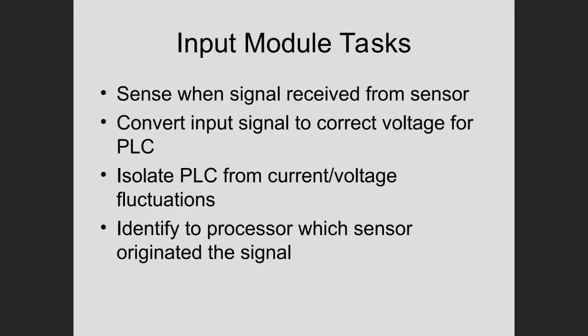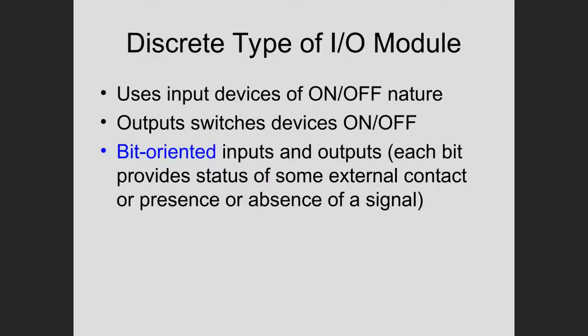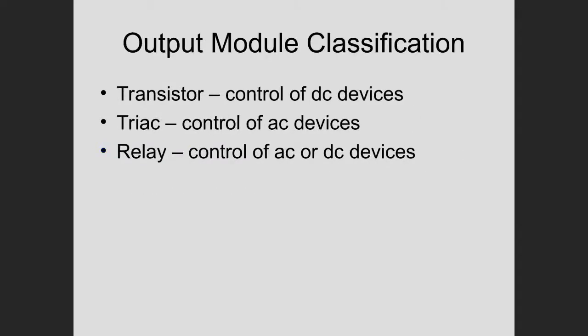I was just trying to review some stuff, but just remember the slides I want you to mark. We'll go right to what we need. The term bit-oriented, you need to know what that means, so mark that slide. And then I ask you to remember this one, classification of outputs. A transistor can control DC, a triac can control AC, a relay can control either. Now this refers to output modules. You can connect DC devices to a transistor output, AC devices to a triac, and with a relay, you can control anything. So we talked about that.